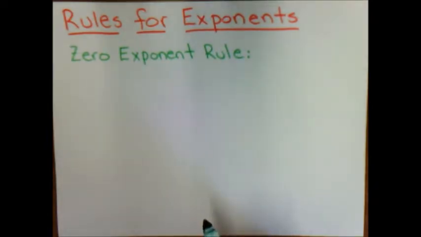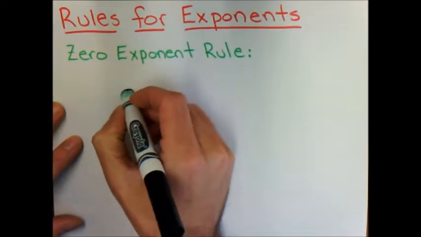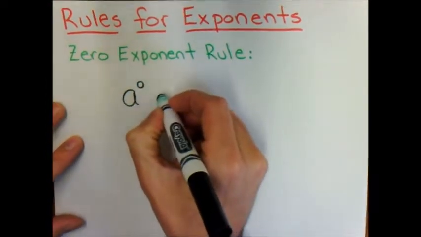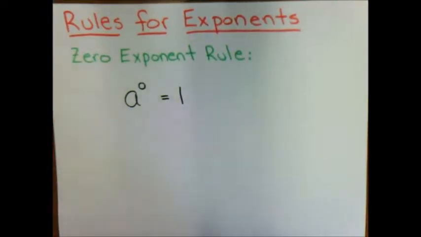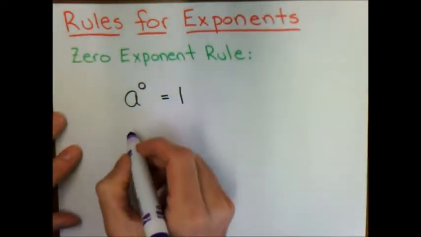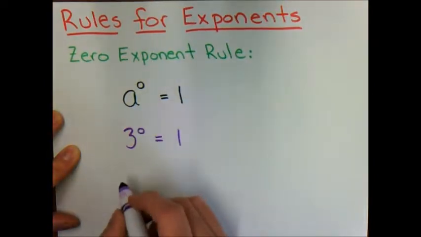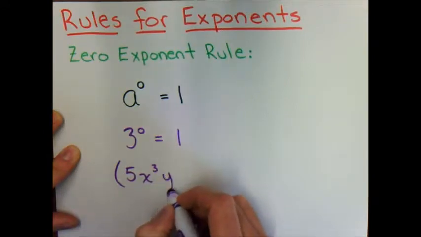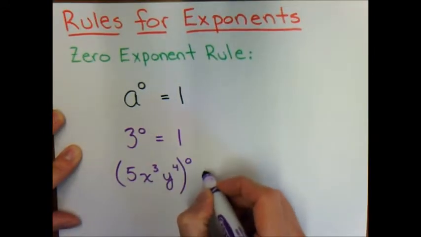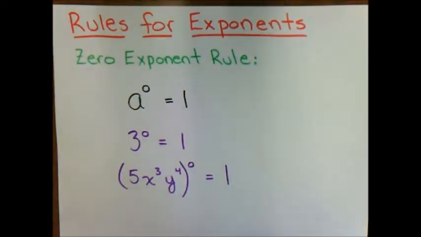So first, the zero exponent rule, and that's very simple. This simply says that anything raised to the power of 0 will equal 1, okay? So we take an example of that. We can see 3 to the power of 0. Well, that equals 1. We could take (5x to the power of 3, y to the power of 4) and take that whole thing to the power of 0 and reduce down just to 1. That's the zero exponent rule.